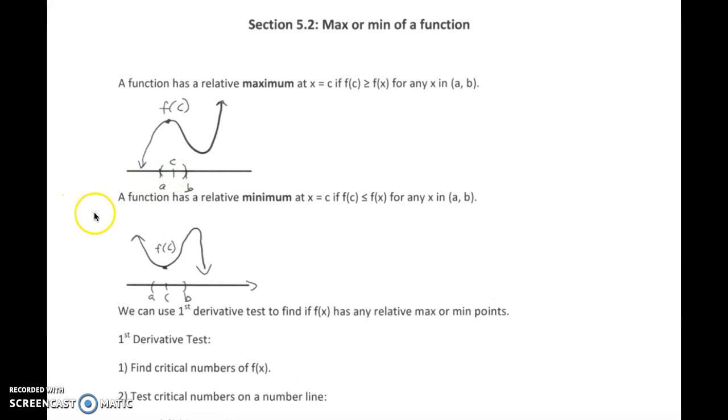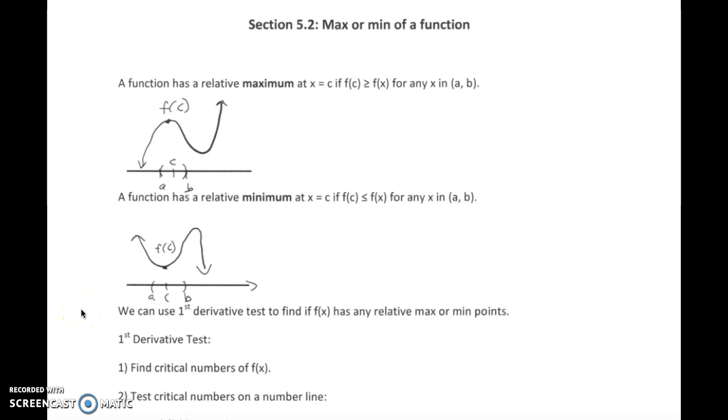And also a function will have a relative minimum at x equals c if f of c is less than or equal to f of x, which means that for the value c, for any x value in that small interval (a, b), this f of c is going to be less than any value for x in that interval.